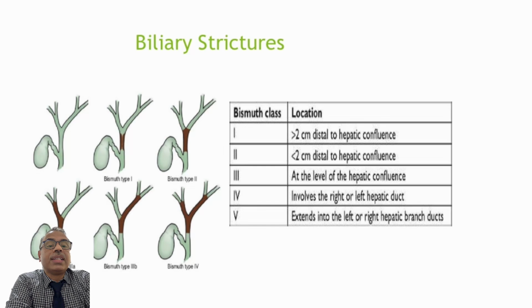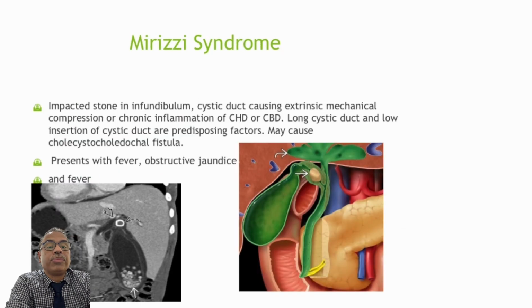Class 2 would be when it is less than 2 centimeter distal to the hepatic confluence. And level 3 would be at the level of confluence. That means where the right and the left hepatic duct meets to form the common hepatic duct, at that confluence would be level 3. Level 4 would involve either the right hepatic duct or the left hepatic duct, which is basically subdivided sometimes into 3A and 3B in some classifications. And level 5, generally it extends into the intrahepatic branches or intrahepatic ducts, the smaller ducts.